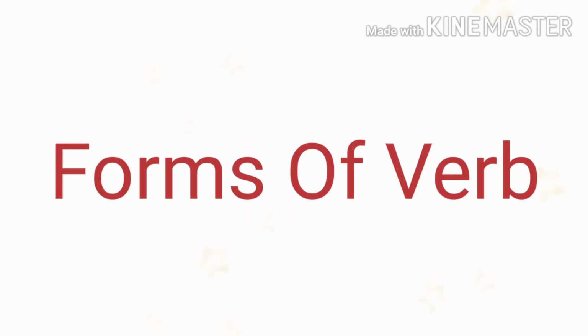Now we are going to focus on the forms of verb. We discussed the types of verbs, then learned their meanings with examples, and now the forms of verb. How many forms of verbs are there, and why are they important?